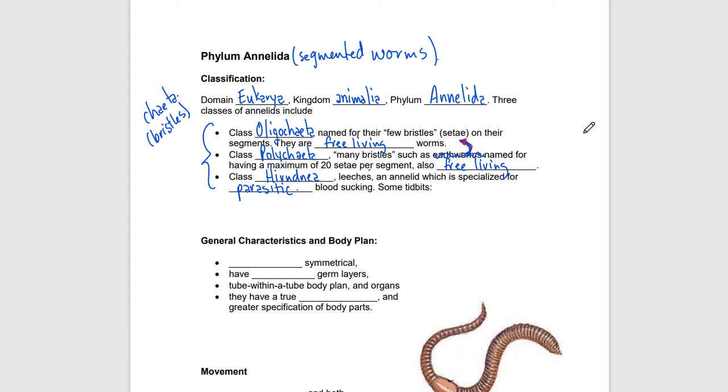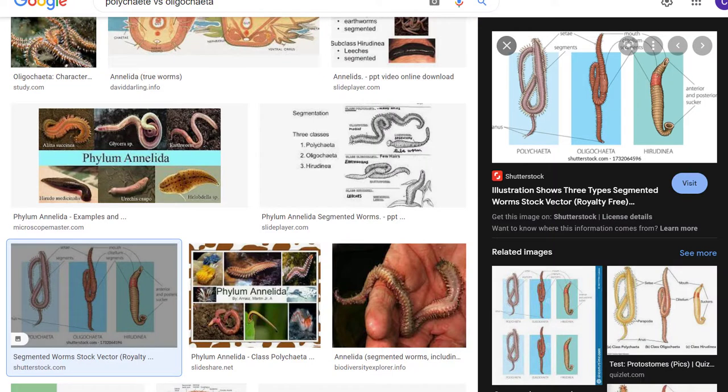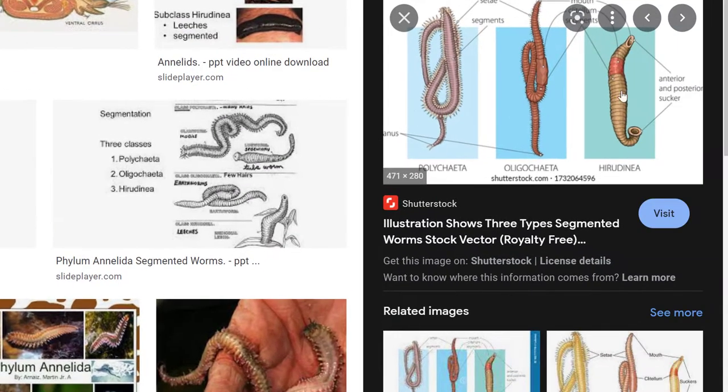I'll just pause this for a second and show you a video. This is the animated version of the picture, right? You can see leeches here. They tend to lack those bristles, but they're all segmented, right? We can see the segments of each group. Polychaeta, we can see lots of these little bristles. Oligochaeta, just a few. Hirudinea lack them.